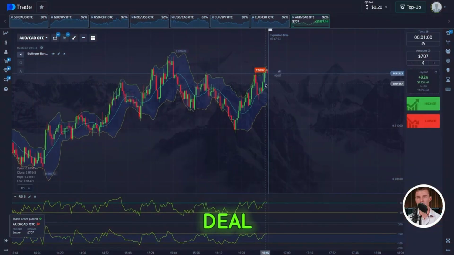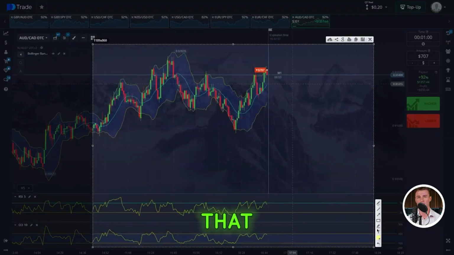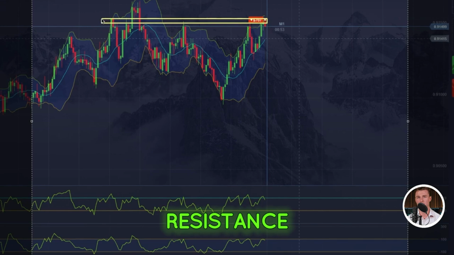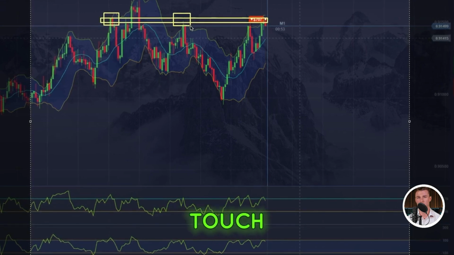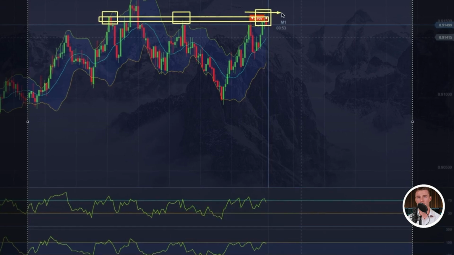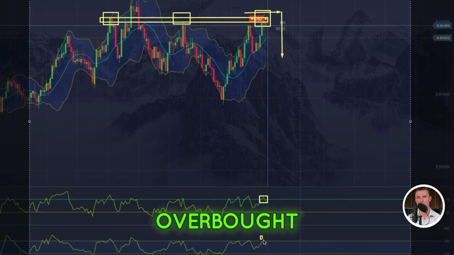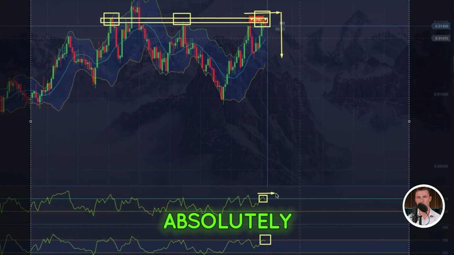And let's open a deal here, again for a decline, according to the same principle. Here we have another picture that improves the picture for us. This is the resistance area. There is a third touch point, touching the upper band of our channel indicator. The dynamics of the downward movement and also the exit from the overbought area, everything is absolutely the same.